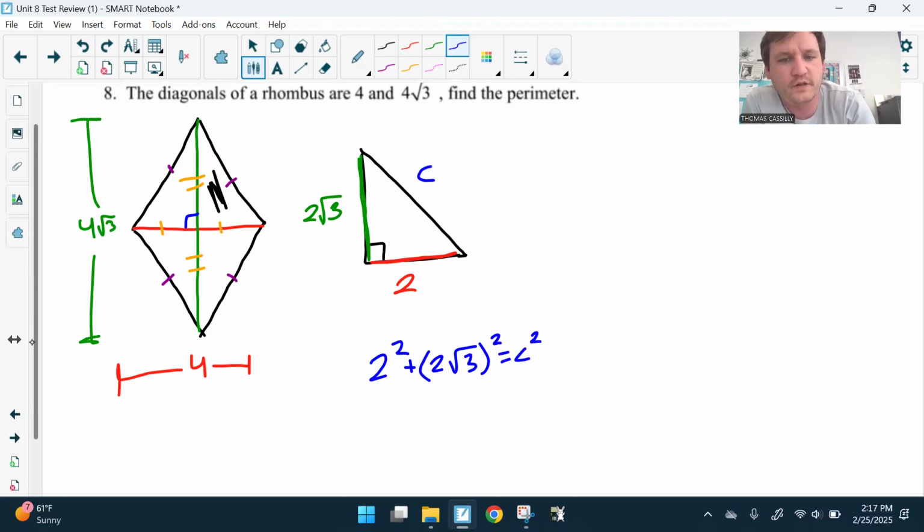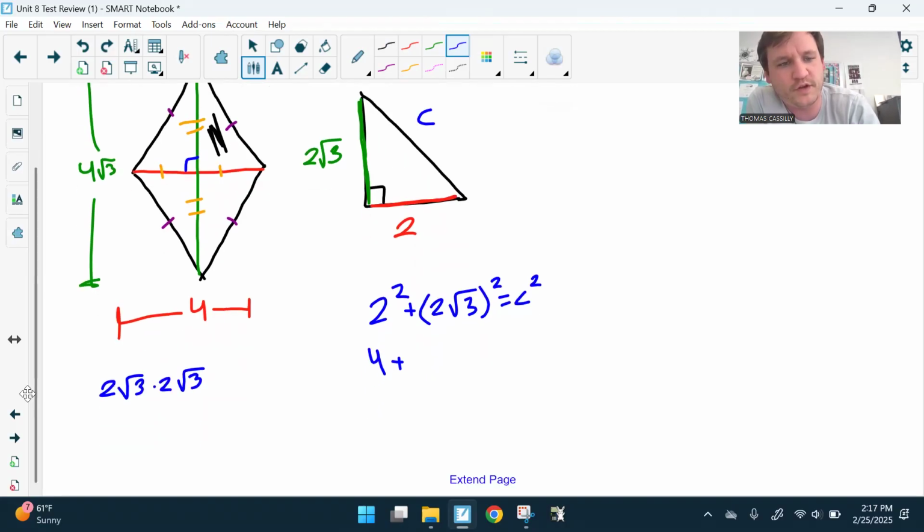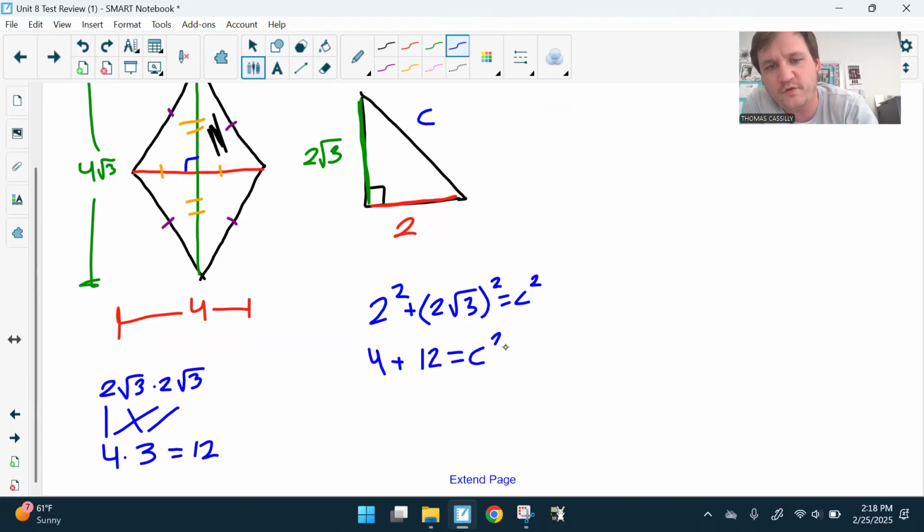All right, and there we have it. Let's go ahead and do that. I got 4 plus, I'm going to do this one off to the side. What does it mean to square something? To square something means multiply it by itself. So 2 square root of 3 squared is just 2 square root of 3 times 2 square root of 3. I'm going to rearrange these terms. 2 times 2 is 4. Square root of 3 times the square root of 3 is just a normal 3, and this is going to give me a 12. So this is going to be 4 plus 12 equals C squared.